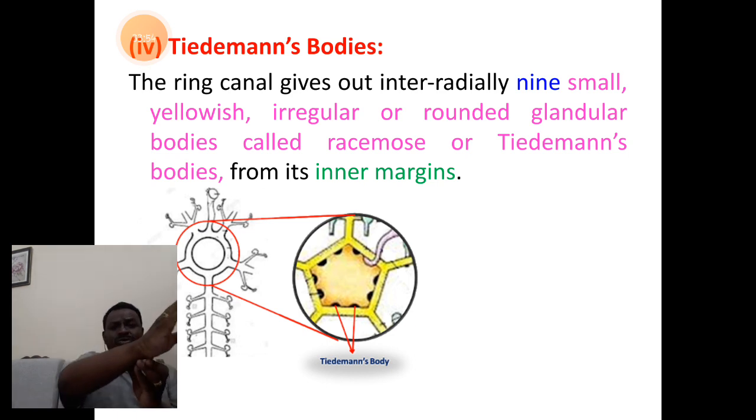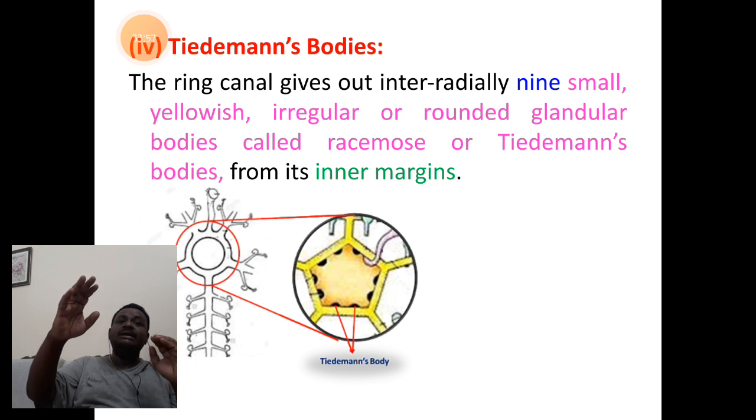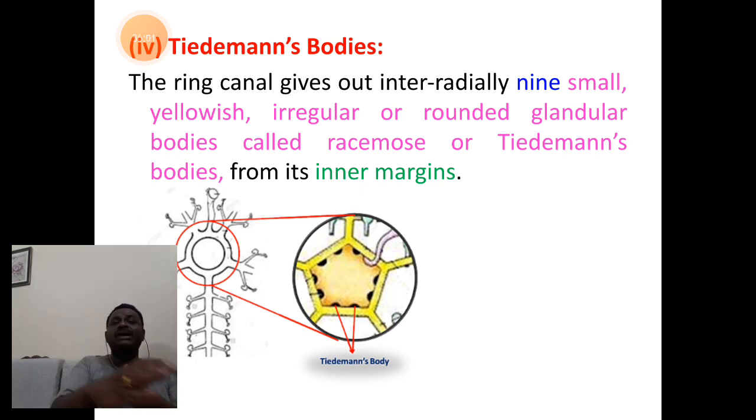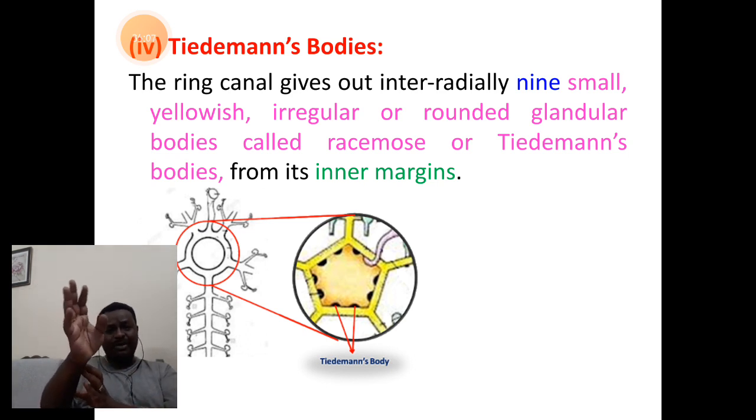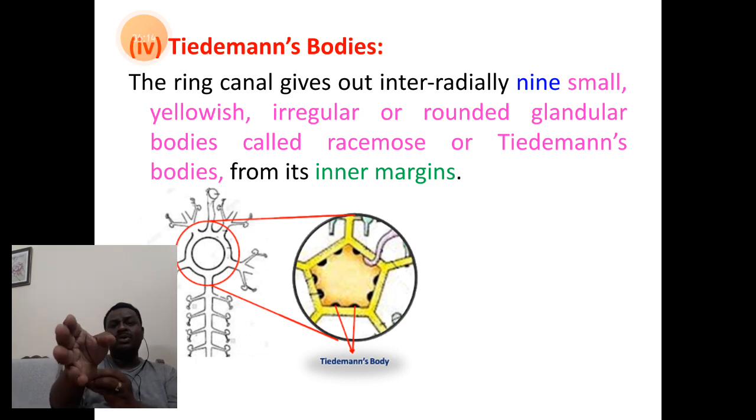They are attached to the ring canal at the inner margin area of inter-radius location. Between 2 angles of the pentagonal ring of the ring canal, you find towards the inner margin a number of these Tiedeman bodies, except for the region where the stone canal joins with the ring canal. At that side you find only 1. So altogether, how many Tiedeman bodies are attaching? It is only 9.